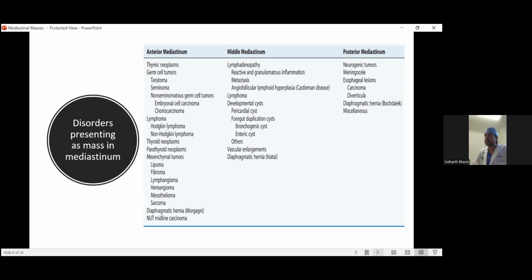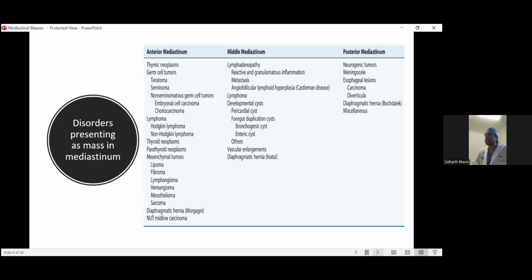The Morgagni type of diaphragmatic hernia would be an anterior mediastinal mass. It's important because the Bochdalek type of the diaphragmatic hernia is in the posterior mediastinal part. So if you see a hernia which is in the anterior, it's mostly Morgagni.